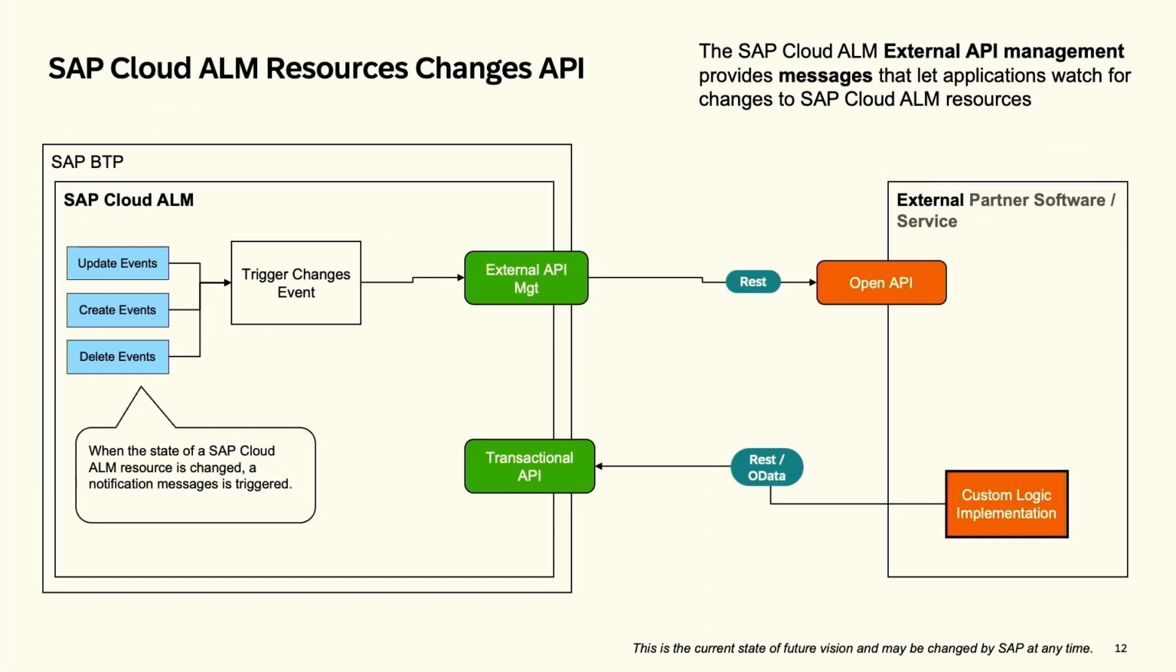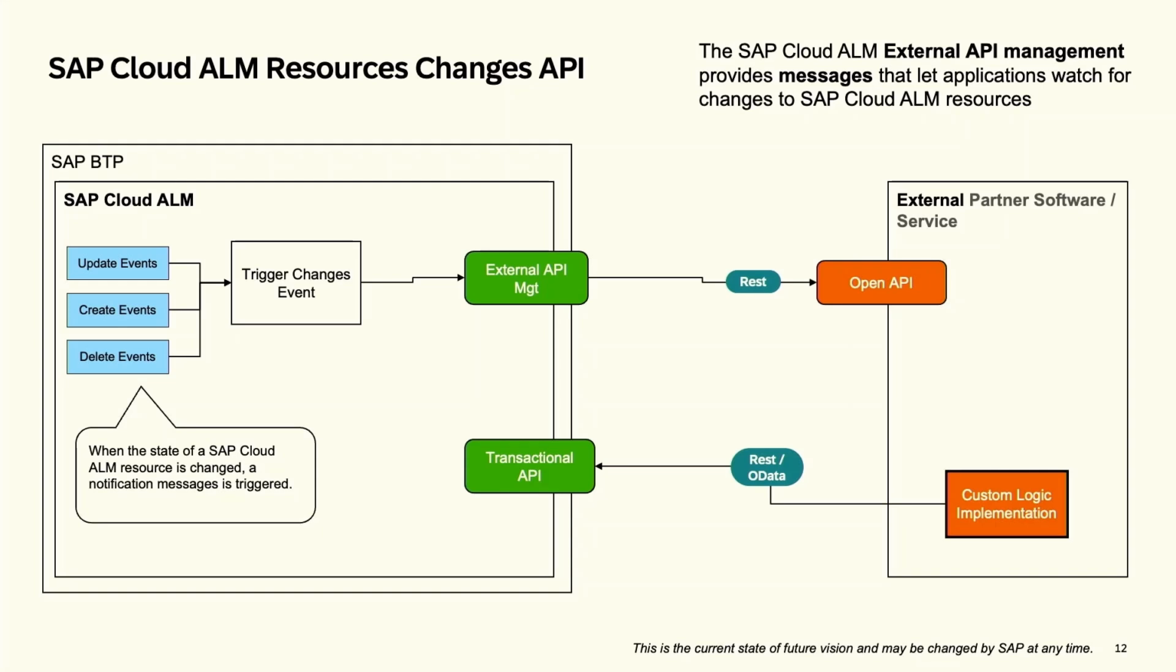So I have to accelerate a bit for your demonstration. Here is an architecture view of how it works for the notifications of a resource change in SAP Cloud ALM.